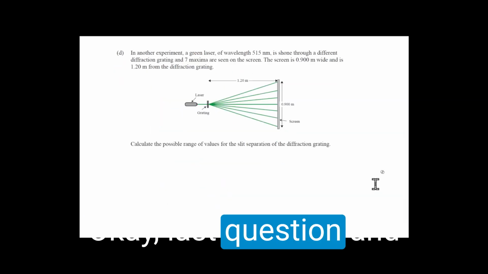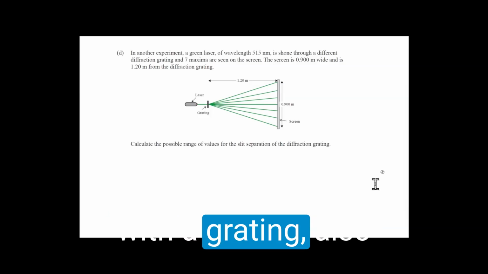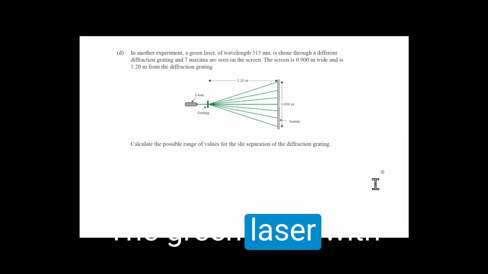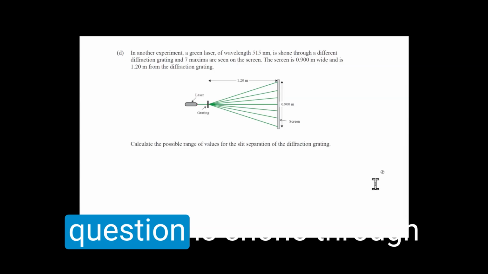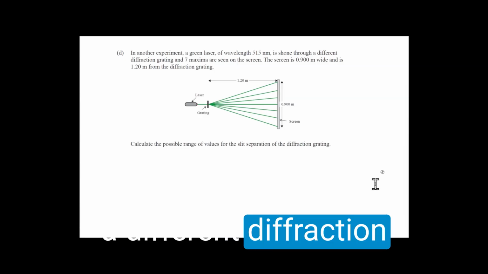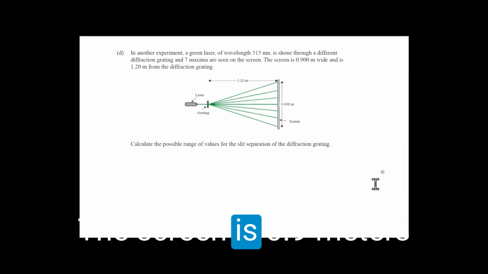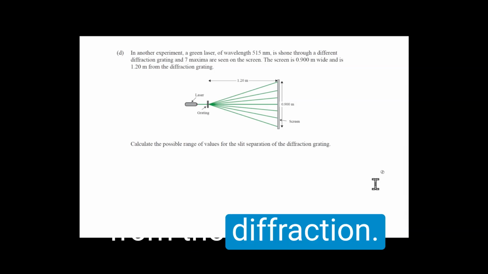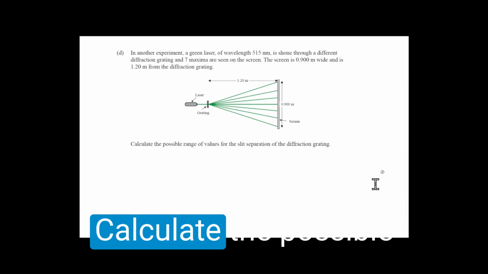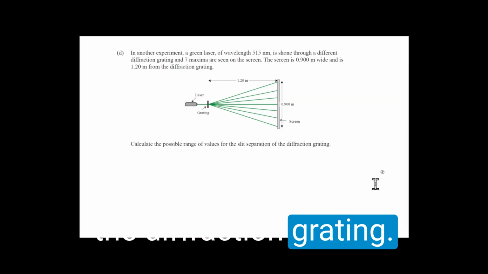Okay, last question. In another experiment, so a different set of circumstances, also with a grating, also with a green laser. The green laser with a wavelength of 515 nanometers, so I guess the same laser as we had in the first part of the question, is shone through a different diffraction grating, and 7 maxima are seen on the screen. The screen is 0.9 meters wide and is 1.2 meters from the diffraction grating. Calculate the possible range of values for the slit separation of the diffraction grating.